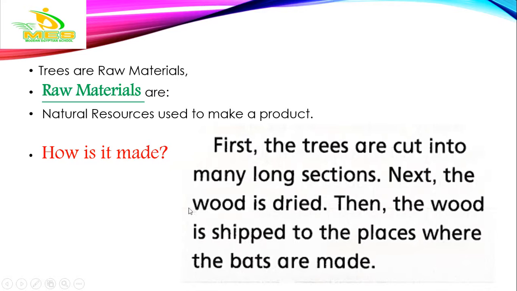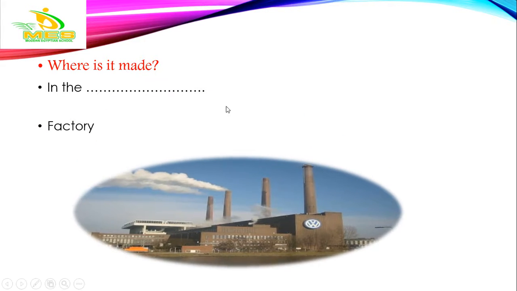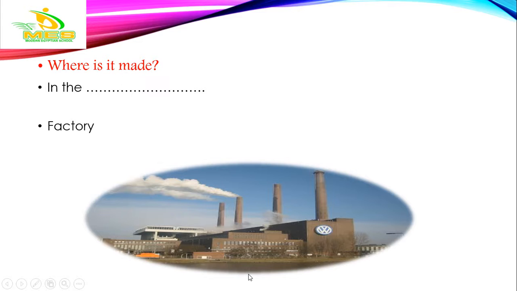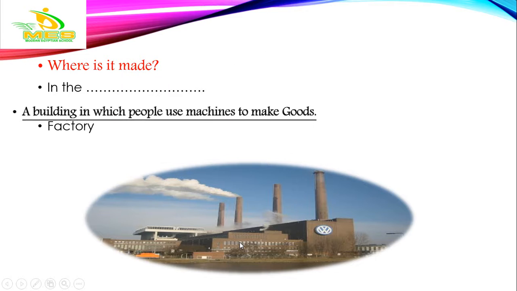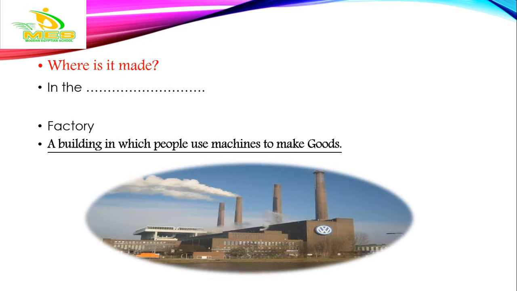So let's answer the third question. Where is it made? So what do you think? The bat is made in where? In the factory, yes. The bat is made in the factory. This is a picture of the factory, okay? But what is the meaning of factory? As you can see here, it is a building in which people use machines to make goods.